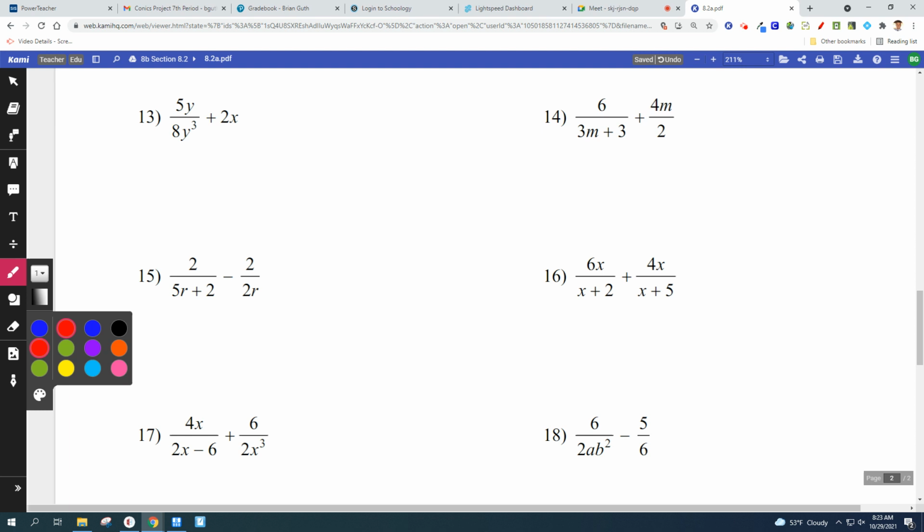All right. Number 13 is the first one where we have to add two fractions that don't already have a common denominator. All right. So think about what we can do. We can call this a fraction, 2x over 1. And this is what I was talking about in the first two problems up there at the top. If you want to add fractions, you've got to give them a common denominator. So see how the one on the left has an 8y cubed? I'm going to have to give the one on the right an 8y cubed.